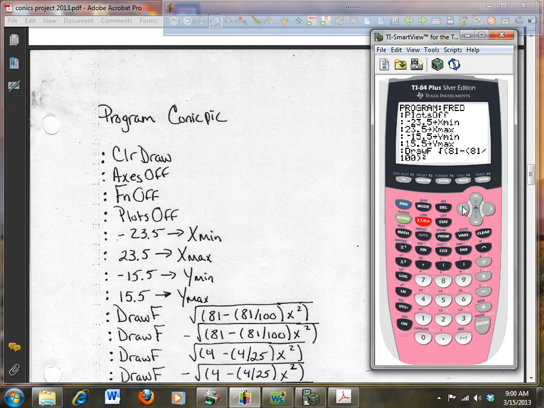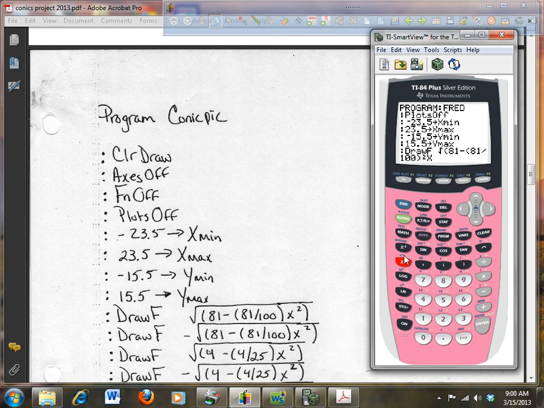So I think what I'm going to have to do is get out of here. Second, quit. Then I'm going to have to go into mode, and set it back to function mode, where I could actually do that. Okay. Then it's in function mode. Then I'm going to go back to program, back to edit. Okay. Edit thread, and then I could go back, and now I should be able to change that to an x squared, right?